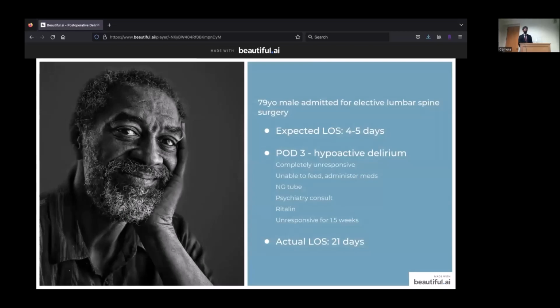Another case that is unfortunately quite common is an 80-year-old male coming in for elective spine surgery for back pain. He should be in the hospital maybe 4 to 5 days. Unfortunately, on post-op day 3, he became almost completely unresponsive with a hypoactive delirium. We were unable to feed him or administer any medication. He had to have a nasogastric tube placed, was on tube feeds for 3 weeks. Psychiatry consult, Ritalin. Finally woke up a week and a half later and ended up leaving the hospital after 21 days for something that should have hopefully lasted about 4 days.